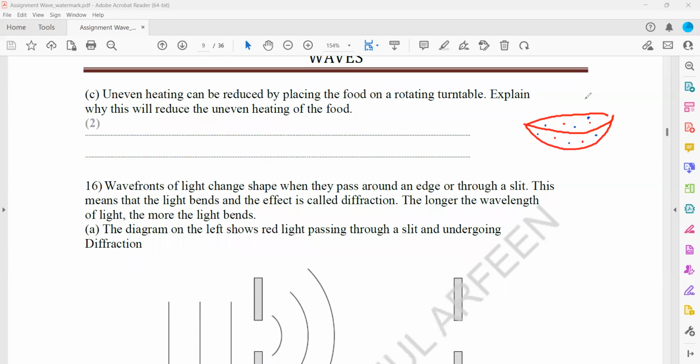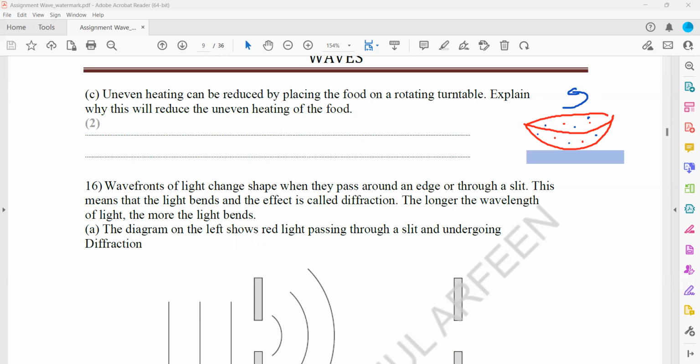Uneven heating is there. But now, in a microwave oven, when we place food on the turntable, it rotates at a constant speed. What is the advantage of placing it on the turntable? Different parts of the food will move through the hot and the cold spots, so they will receive the same amount of energy. So all the food will have an even temperature.